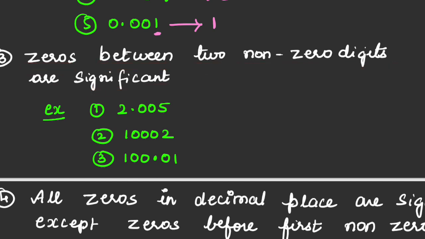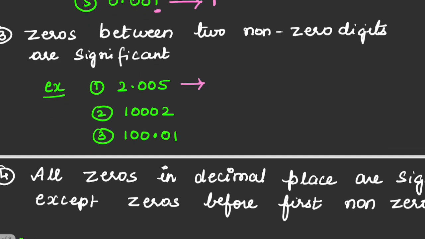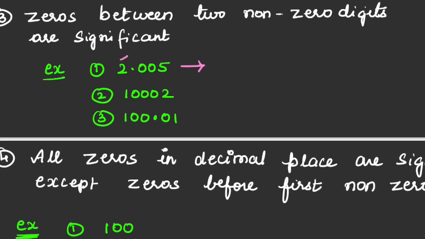So in the example you see here, this is a non-zero digit, this is also a non-zero digit, and here you can see zeros in between these non-zero digits. So these are significant. So how many significant digits are there here? 1, 2, 3, 4. Because these zeros also become significant if they are present between non-zero digits. So the answer will be 4 significant figures.